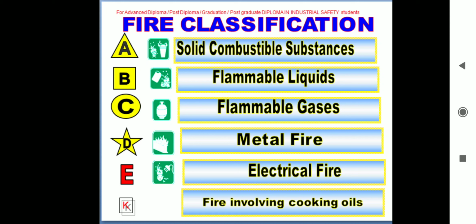A means solid combustible substances. That A class fire should be represented by a yellow triangle, and the alphabet is capital A. So, solid combustible substances. Then B class is flammable liquids. That should be represented by a yellow square, and alphabet capital B. C class fire means flammable gases, represented by a yellow circle, with capital C as the alphabet. Then for metal fire, a yellow star and capital D. So these are the standard symbols which can represent the fire class.